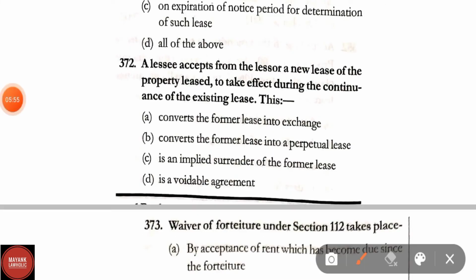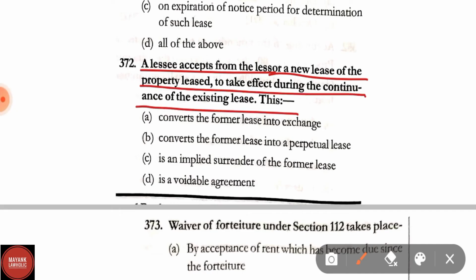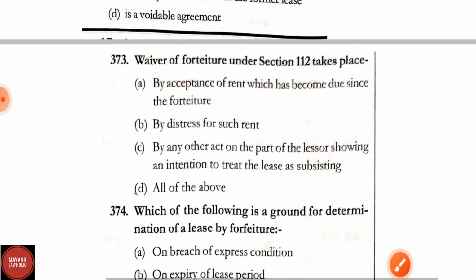Question number 372. A lessee accepts from the lessor a new lease of the property to take effect during the continuance of the existing lease. This converts the former lease into an exchange, converts the former lease into a perpetual lease, is an implied surrender of the former lease, or is a voidable agreement. Here correct answer is option C, that is an implied surrender of the former lease. Question number 373.